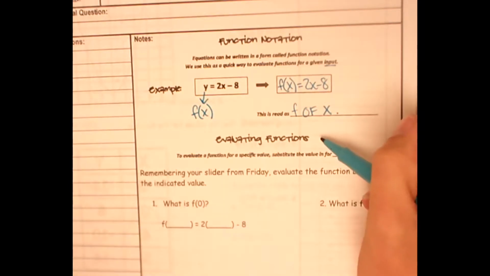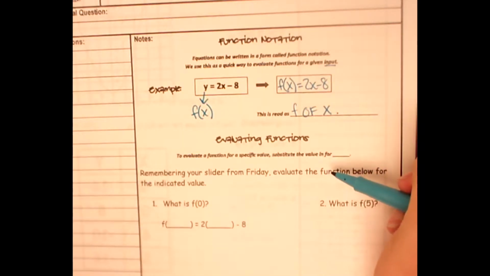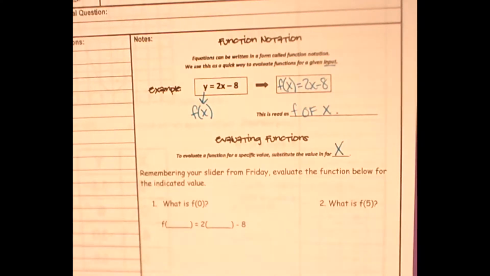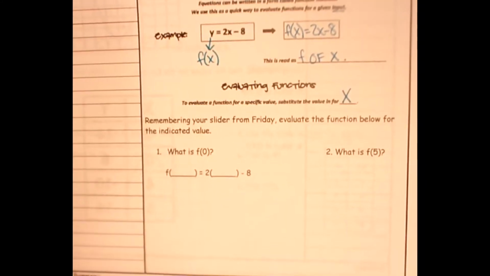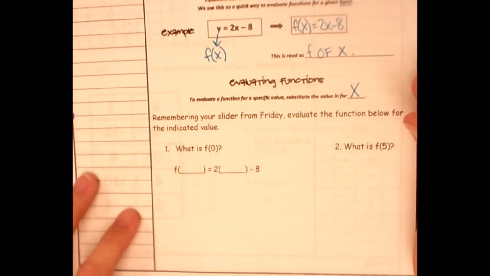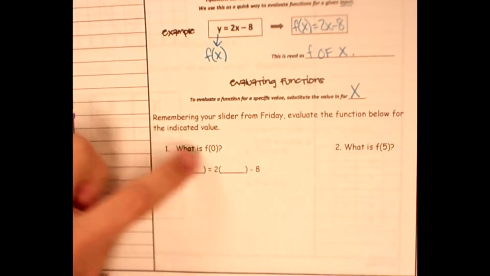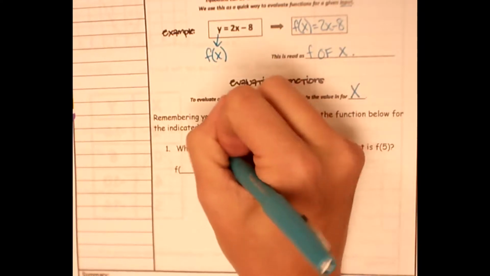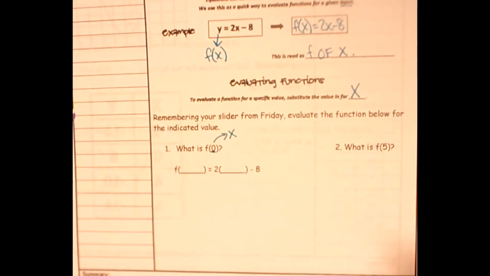So evaluating functions: to evaluate a function for a specific value, substitute the value in for x. It's just a fancy way of substituting. So remember your slider from Friday. Evaluate the function below for the indicated value. So it says, what is f of 0? So remember, that is my x. This is what I'm going to input for my x.